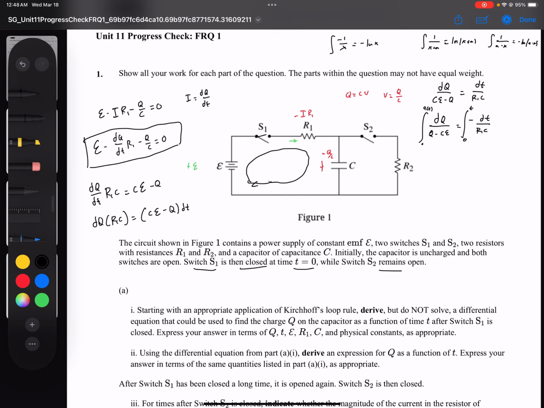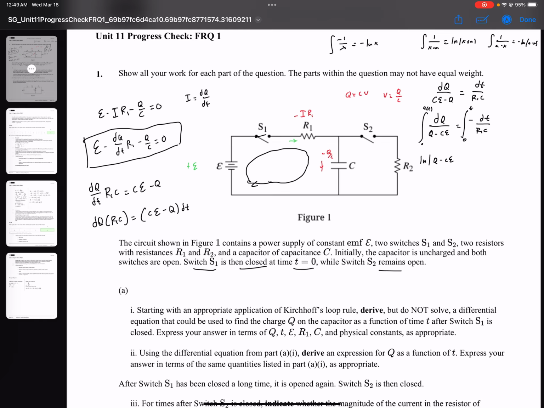Okay, so when we perform the integrals, what we end up with is the natural log of q minus c times e, minus ln of negative e times c. And then that's going to equal negative t over R1C.